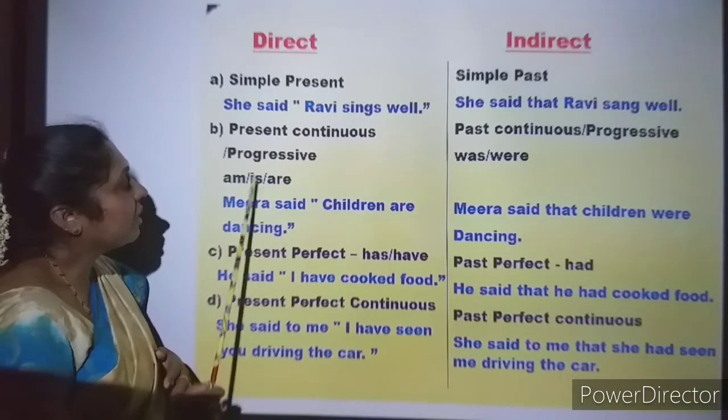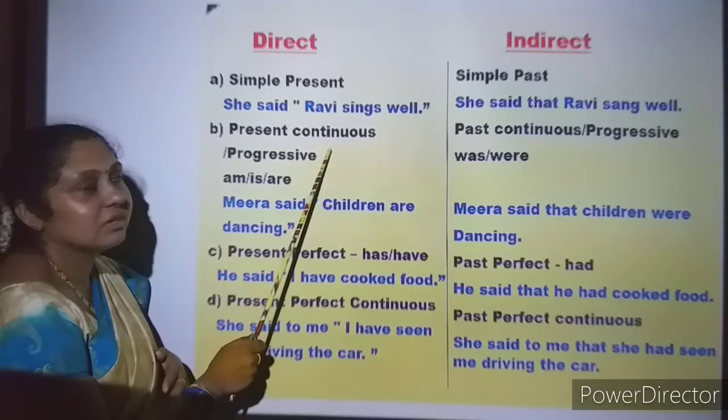Next, the sentence is in present continuous or progressive.